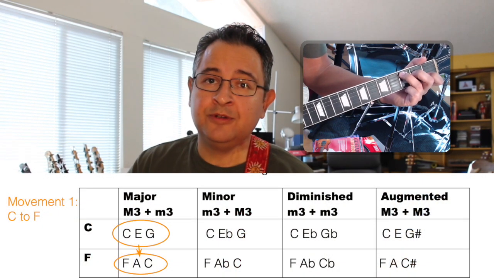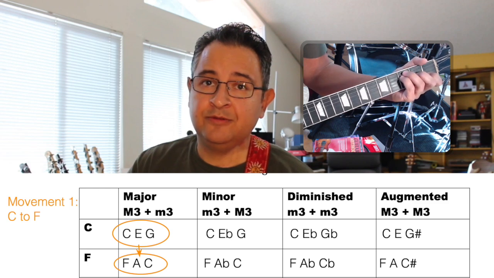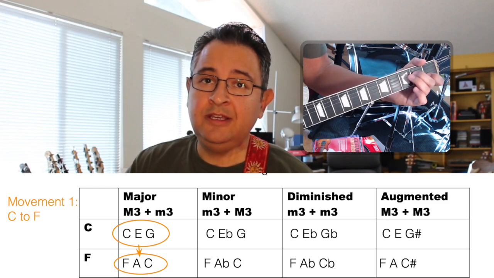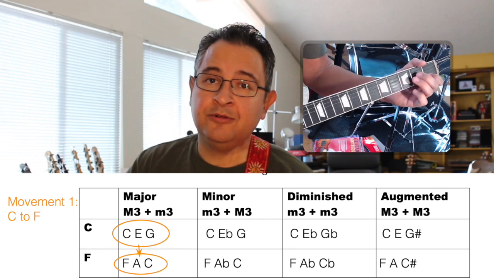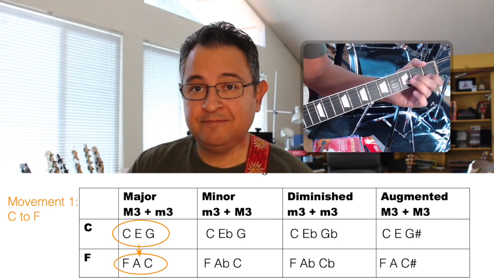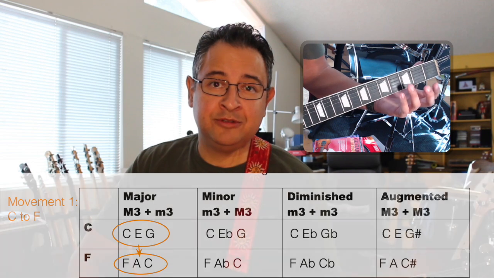So let's discuss movement 1. When you have a C chord to an F chord, of course C is the common tone between those 2 chords, so that note doesn't have to move. E on the C chord can move up to F. G on the C chord can move up to A. We're going to try to do the minimum amount of movement to get from one chord to another.